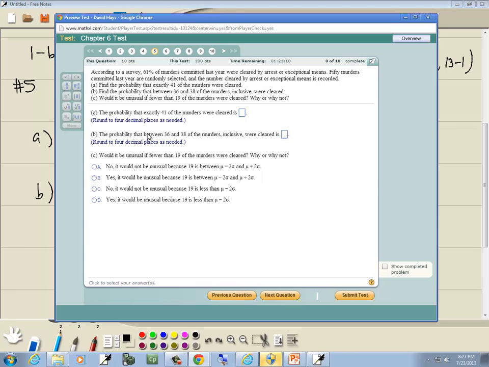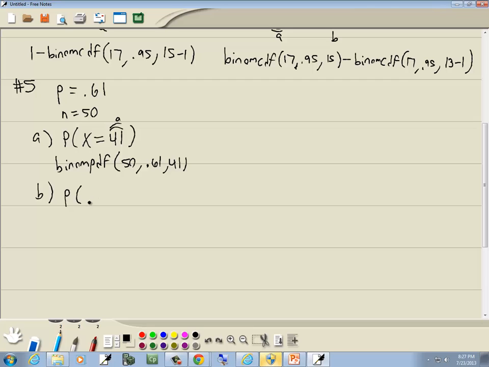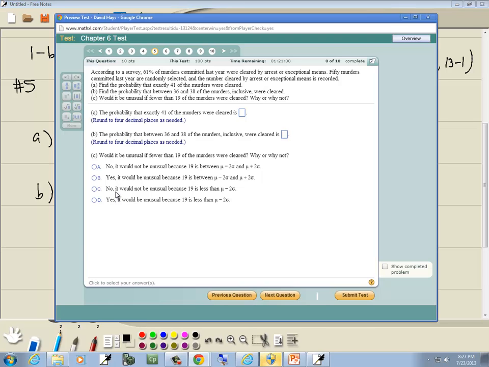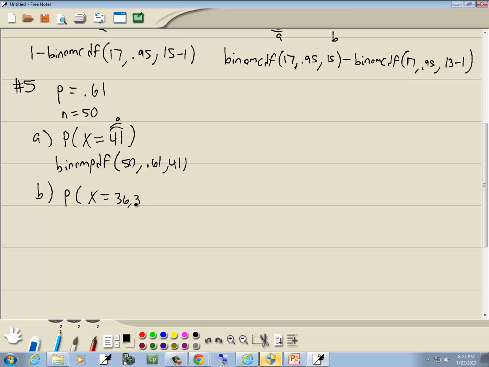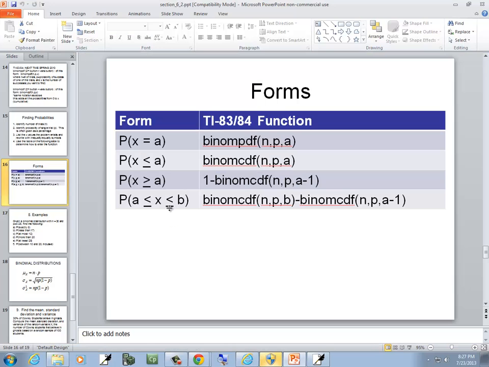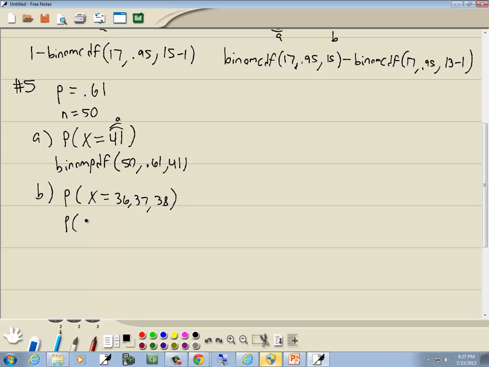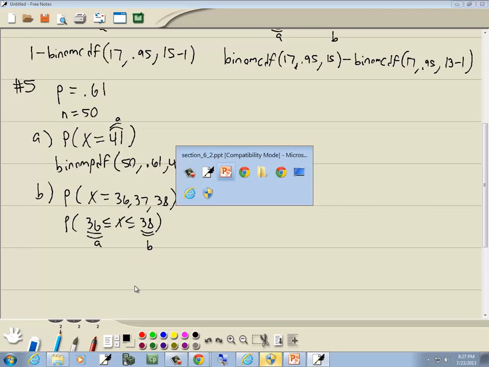Now B. Find the probability that between 36 and 38 of the murders inclusive were cleared. Inclusive means it includes 36 and 38, so the probability X is equal to 36, 37, and 38. This is between two values, the last form: the probability that 36 is less than or equal to X is less than or equal to 38. So this will be our A, and this will be our B.